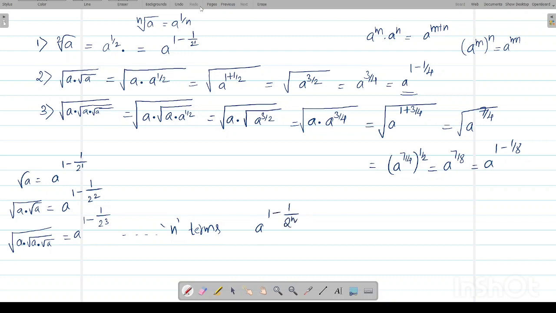Okay, so let me write the formula in the next page for your understanding. Let me take a separate color. So it is square root of a into square root of, let me complete this up to here, into another square root of a into another square root of a. If it continues up to n terms, this value becomes a power 1 minus 1 by 2 power n.